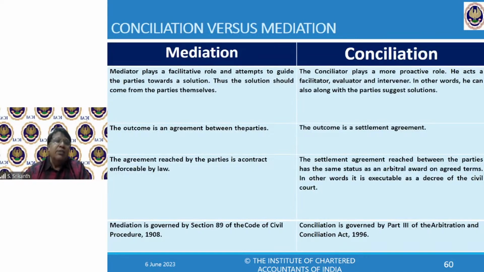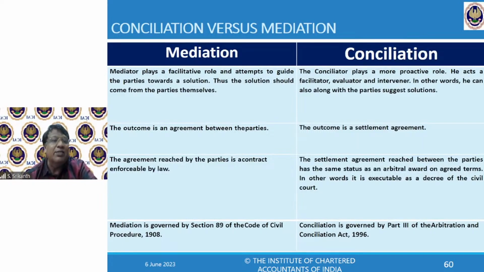So, conciliation versus mediation, because conciliation sounds a lot like mediation. In mediation, he attempts to guide the parties towards the solution, whereas the conciliator acts as a facilitator. He intervenes, he gives them some opinion also finally. The outcome is an agreement. Here, the slight difference is that at the end of mediation there is a normal agreement, whereas here there is a settlement agreement which is filed with the courts, and the court gives its seal of approval on it.